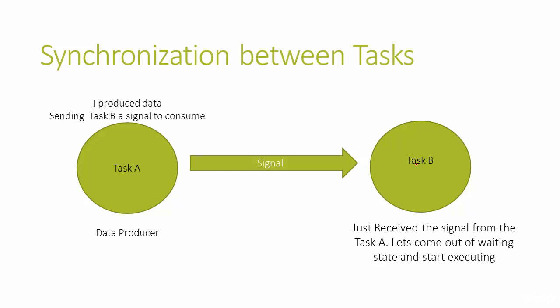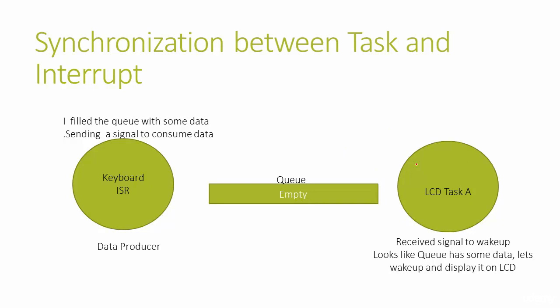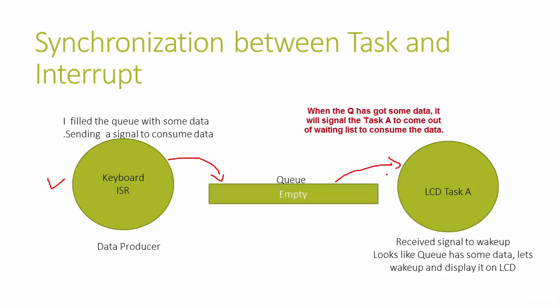FreeRTOS, or any real-time kernel, lets you implement this kind of synchronization between task A and task B. Let's take another example: synchronization between a task and an interrupt. Let's say this is an interrupt service routine which is responsible for processing the keyboard inputs. Whenever you hit a key, the ISR will run, gather the data and put it into the queue. So whenever the queue has some data, it will indicate to task B that, hey, I got some data, now you can execute and consume it. Let's say that task is an LCD task, which updates the LCD whenever the user hits a key on the keyboard.